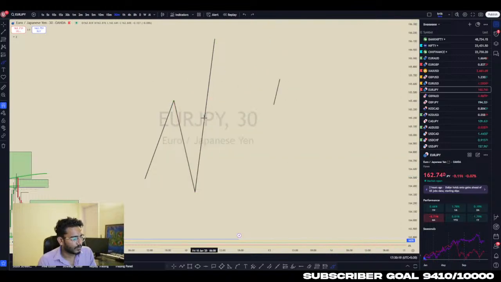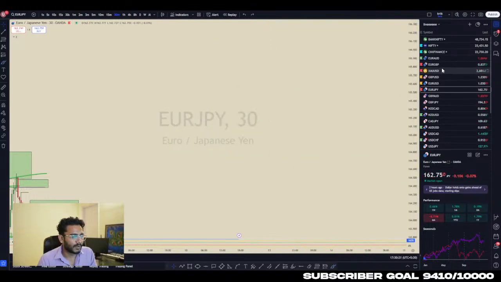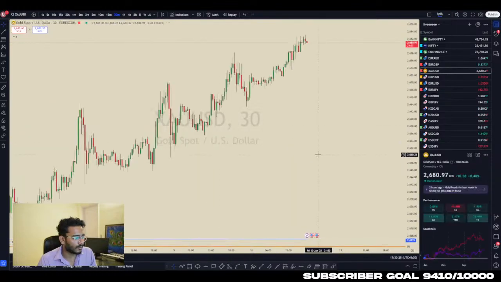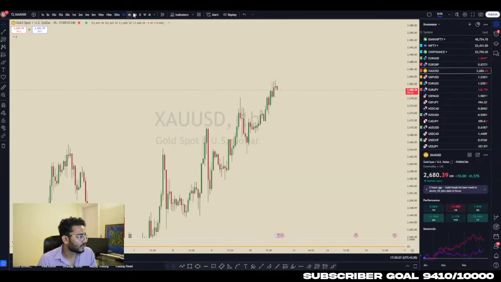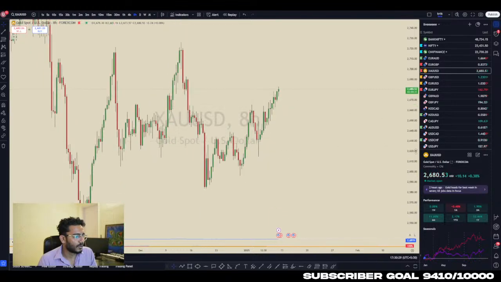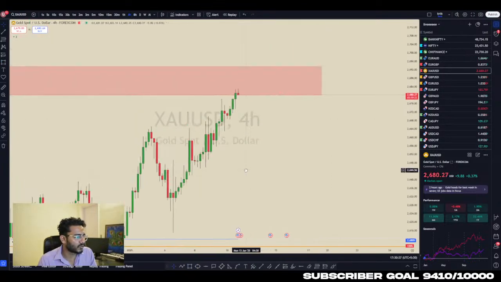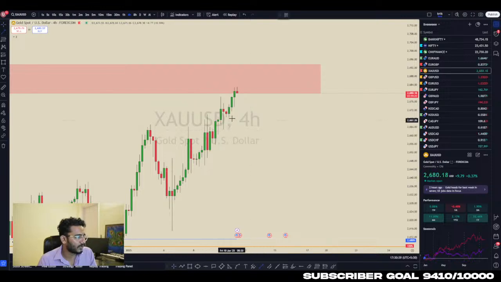So what is this creating? It's basically an inducement before the structure. So on gold, I'm looking for sell side entry because there is an order block. So I'm waiting for price to create a change of character. It should be a strong change of character. It should at least break this low, which is this one.